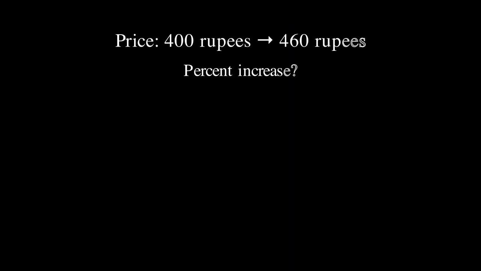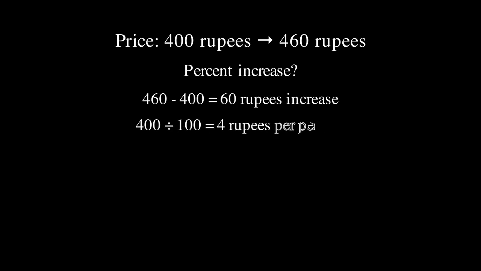Let's look at a shop where a jacket's price goes up from 400 rupees to 460 rupees. What percent did the price increase by? First, find the actual increase in rupees, which is 460 minus 400. Next, find what 1% of the original 400 rupees is worth by splitting it into 100 equal shares. Then see how many of those 4 rupee shares fit into the 60 rupee increase, so divide 60 by 4. The price went up by 15%, worked out with nothing more than subtraction and 2 simple divisions.